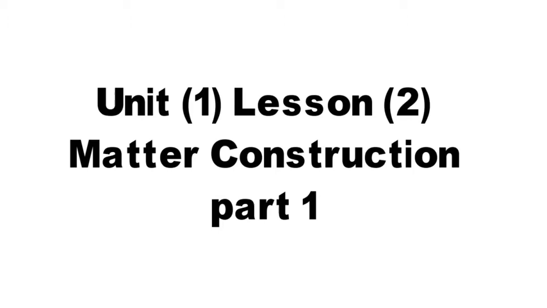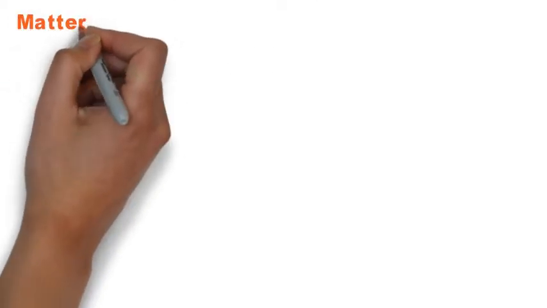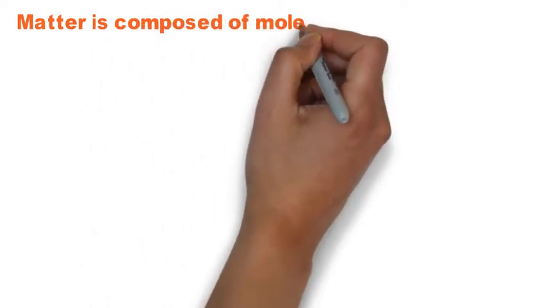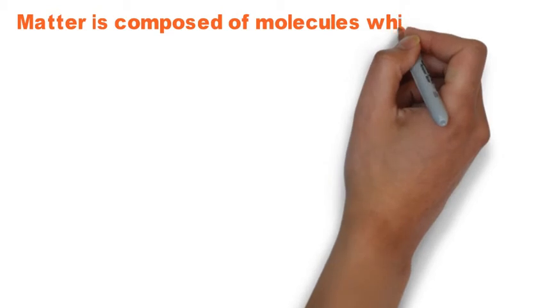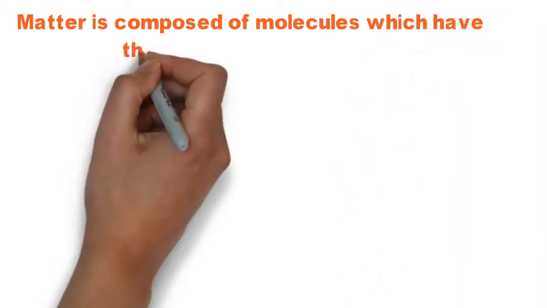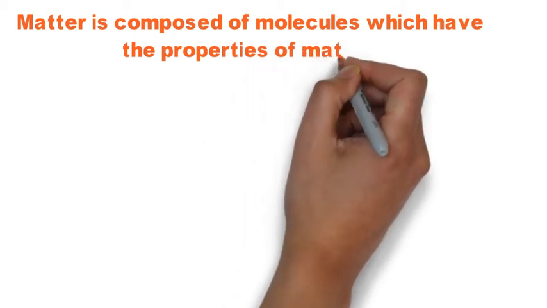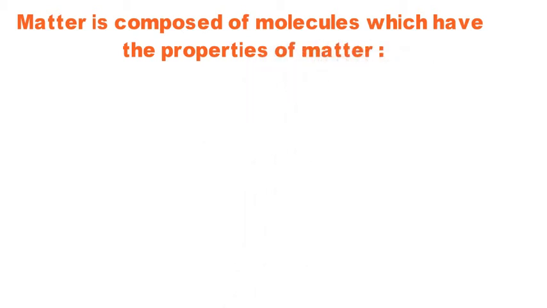Previously we learned what's meant by matter: matter is anything that has mass and volume. So what is the matter composed of? The matter is composed of molecules. The molecules are the smaller building units of the matter. The molecule here has the properties of the matter.